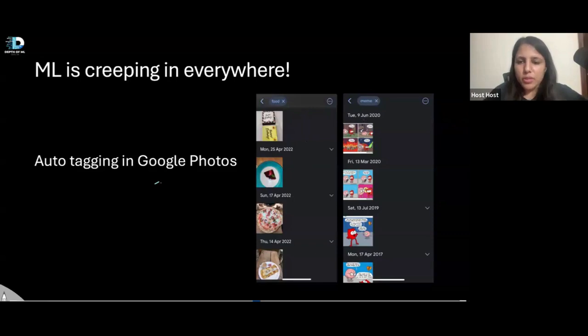Similarly, I was looking for some memes that I used to screenshot some years back. So I can just type in meme, and Google has already run some algorithm to categorize these images that we have into different categories. So here again, ML is being used, right?